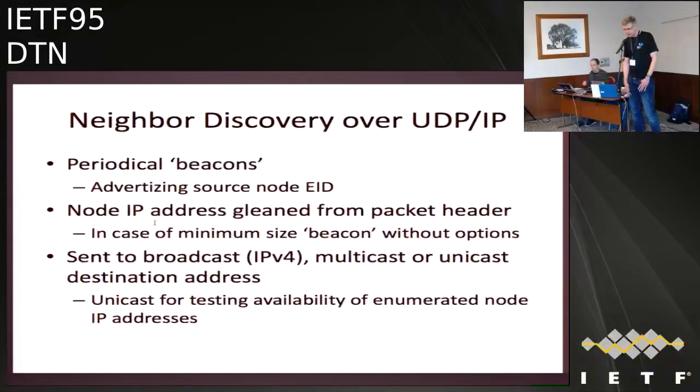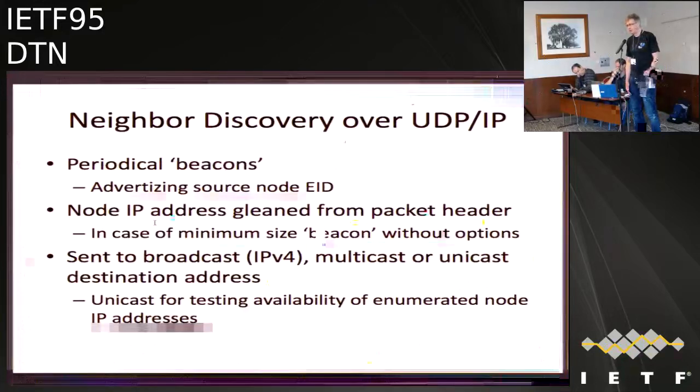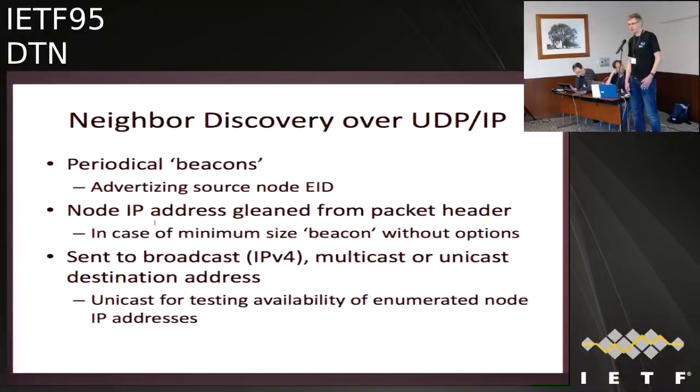So the neighbor discovery that's in the draft that I have picked up is indeed based on UDP and IP, so that's a limitation. I grant you that. At the same time, in my use case, the opportunistic network use case, we have a lot of IP. We can even do IP over Bluetooth or IP over 6LoWPAN if we want to.